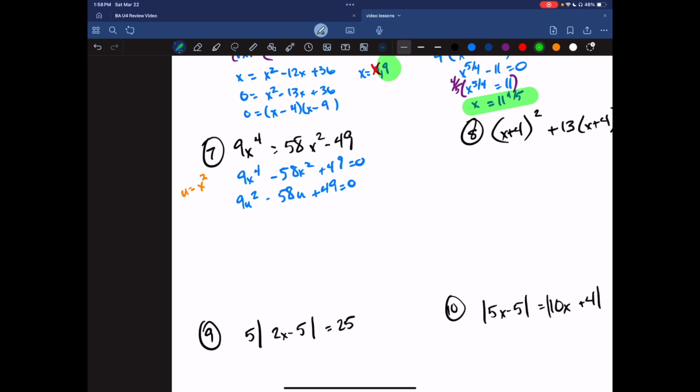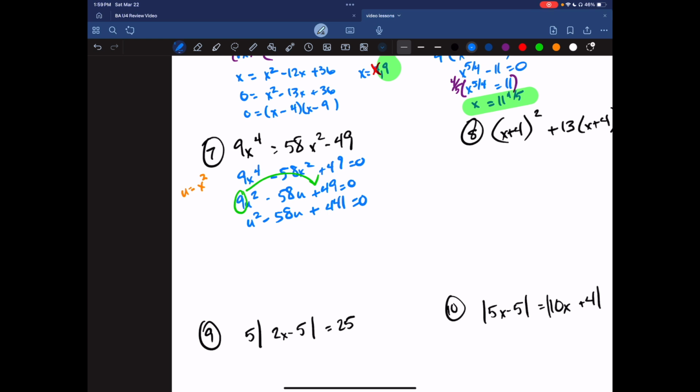So when you have a number in front of x squared right here, if it's not a positive one, then you can do what they call the AC method, which means I'm going to take the 9, throw it to the back, and multiply. So we'll take the 9, take it to the back, and multiply. Now, because we started the factoring off by multiplying, we're going to have to undo it later on. So we have u squared minus 58u plus 49 times 9 is 441 equals 0. So now you need to figure out what your factors of 441 are.